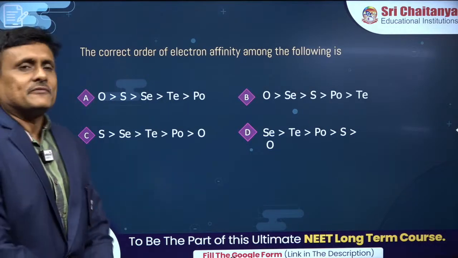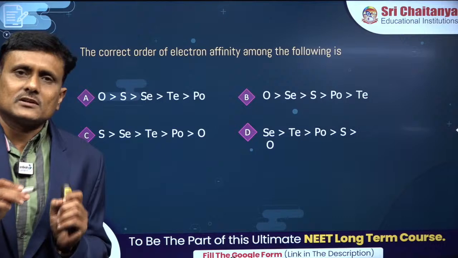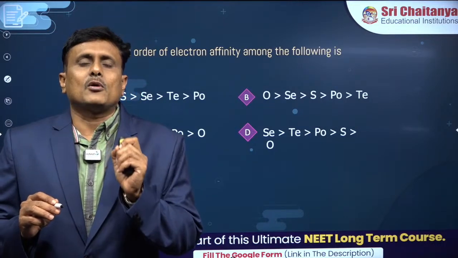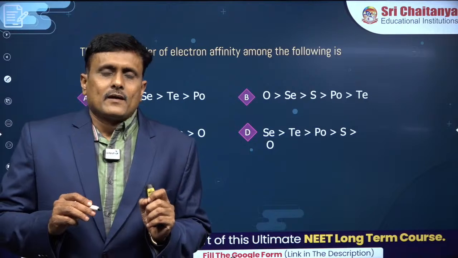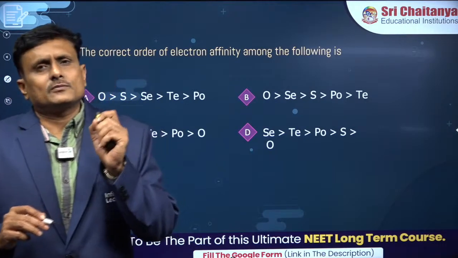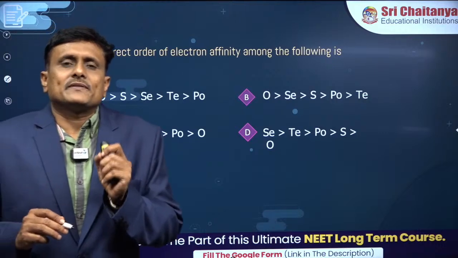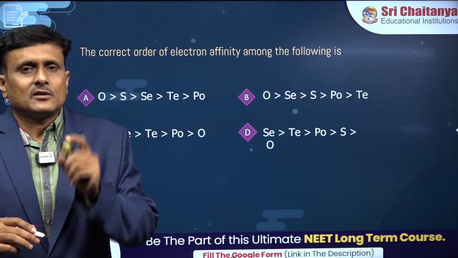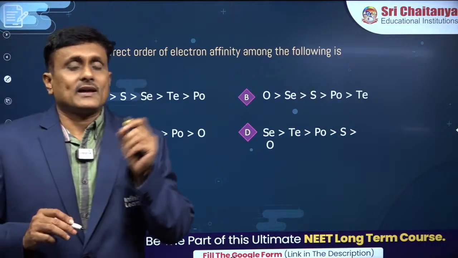Correct order of electron affinity. You know that when we talk about electron affinity, repeatedly the questions are asked on fluorine and oxygen. Usually electron affinity is more for a smaller atom, but because of extremely small size and more electronegativity, oxygen and fluorine fall as an exception.